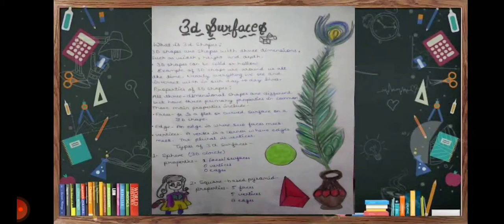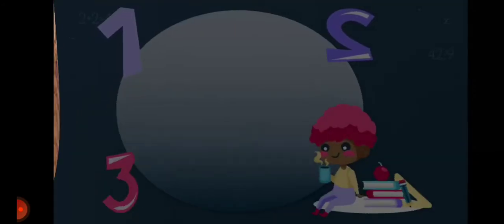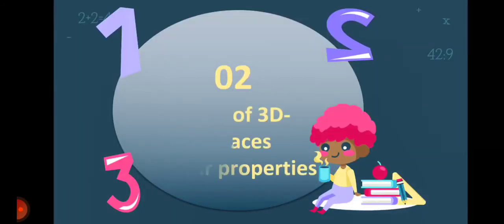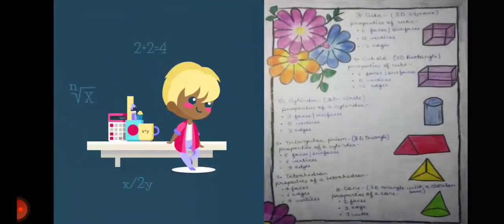Here we will tell the types of 3D surfaces. The first one is sphere, then pyramid, then we will talk about more also. That's the 3D surfaces and their properties. So here we have taken other examples also, like cube, cuboid, cylinder, prism, tetrahedron, cone.